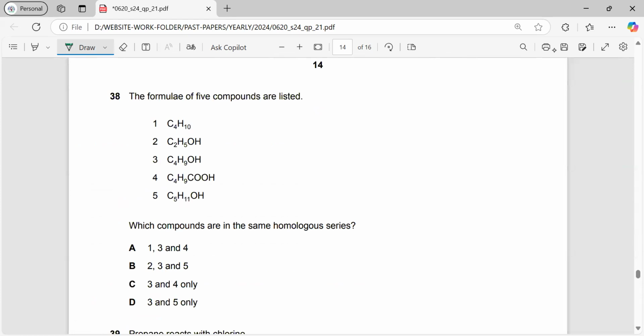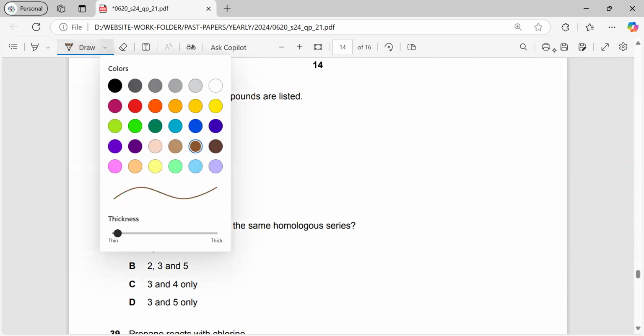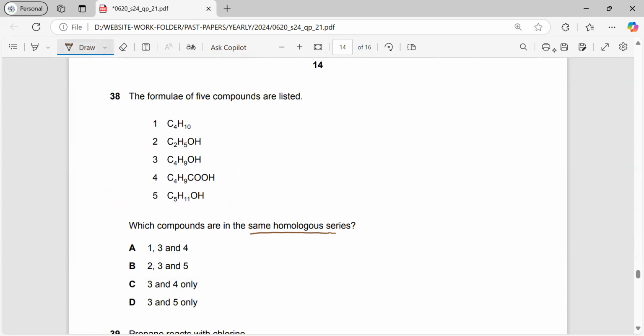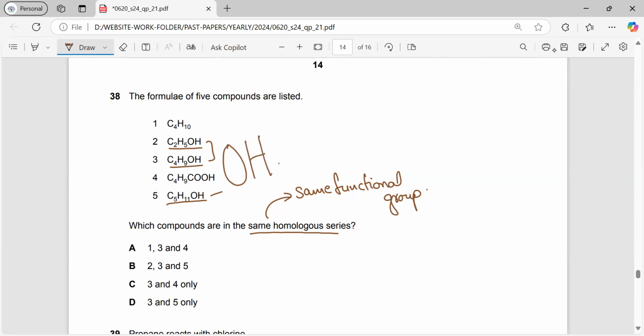The formulae of 5 compounds are listed. The compounds are in the same homologous series. Now, which compounds are in the same homologous series? Same homologous series means they have the same functional group. As you can see here, 2, 3 and 5 belong to the alcohol functional group. They all have OH in them. So 3, 2, and 5. B is correct.